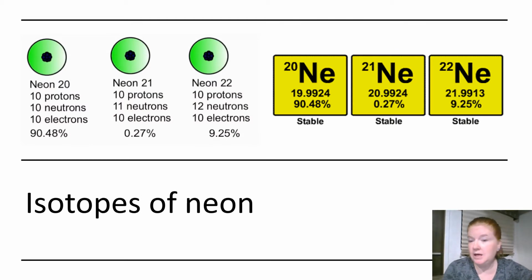Now let's look at neon. All the isotopes are stable, but we have neon 20, neon 21, and neon 22. Those are the mass numbers. You can see the list of the number of protons, the number of neutrons, the number of electrons. Protons and electrons are the same for all the isotopes. The only thing that changes is the number of neutrons. The mass number changes: 20, 21, 22.